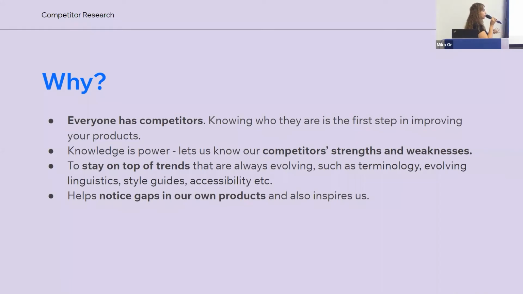Third, we do it to stay on top of trends that are always evolving, like terminology, linguistics, style guides, accessibility, and so on. Research is good for specific research, such as helping you name a certain item, but it's also good for keeping you in the know of what's being done in the industry. So things like, are most websites using capital case or sentence case for their titles, or are other websites using exclamation marks in their success screens? These are all things that research can help us with.